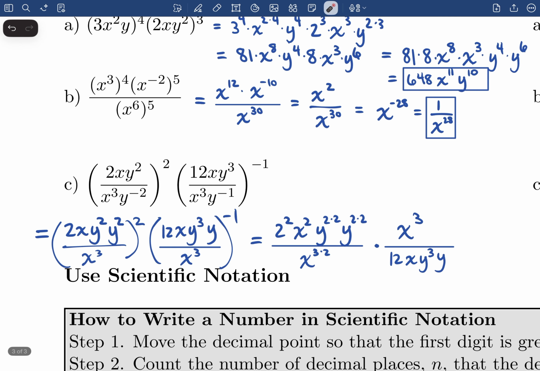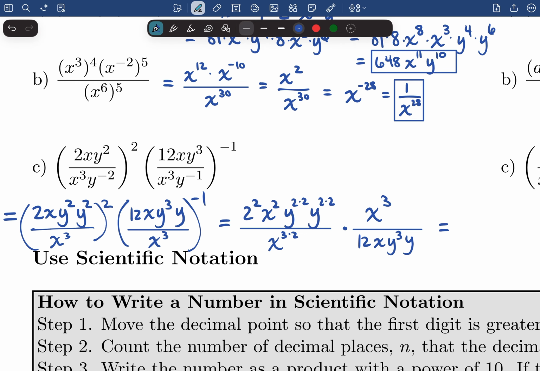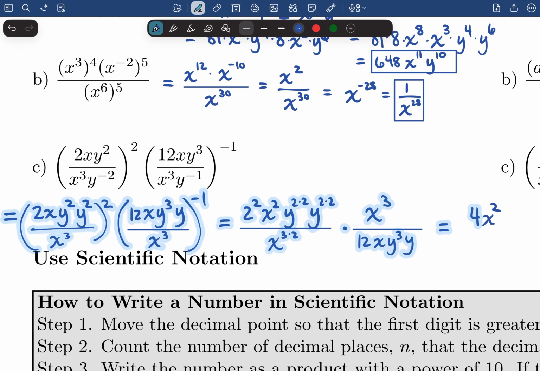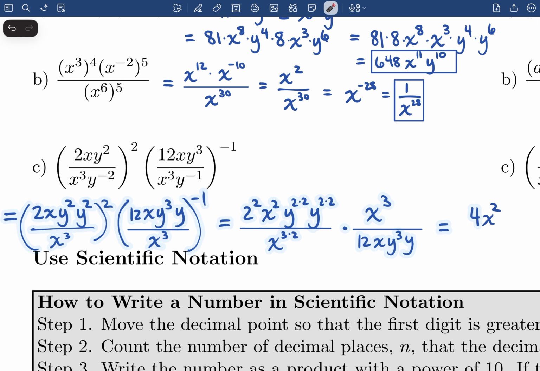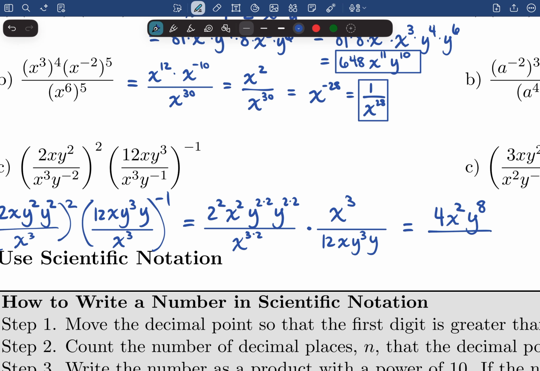So what I would do is I would just start to simplify as much as possible. Okay, and seeing 2 squared, I could turn 2 squared into 4. Right, this 2 squared becomes 4. And then this x squared, I'll just keep it as x squared for now. And then this y to the 2 times 2 becomes y to the 4th. And this y to the 2 times 2 becomes y to the 4th. And y to the 4th times y to the 4th is y to the 4 plus 4, which is y to the 8th. And then in the bottom, I have x to the 3 times 2. Okay, so that's x to the 6th.